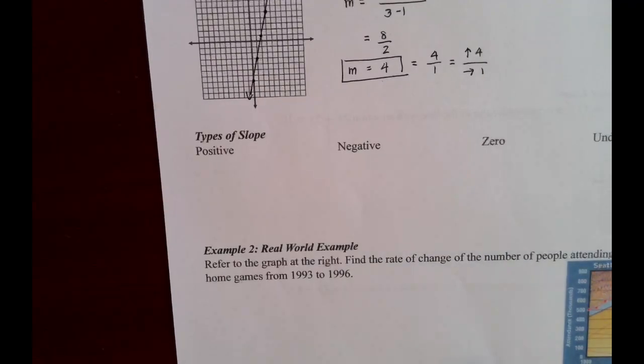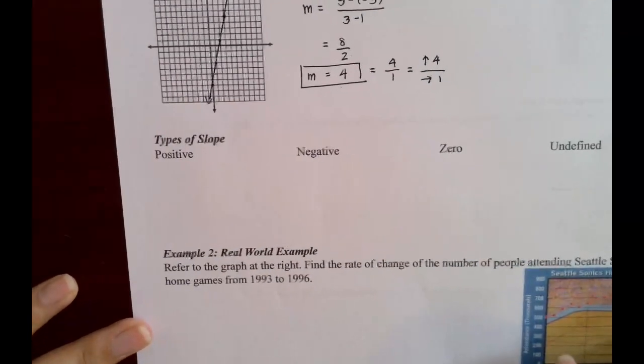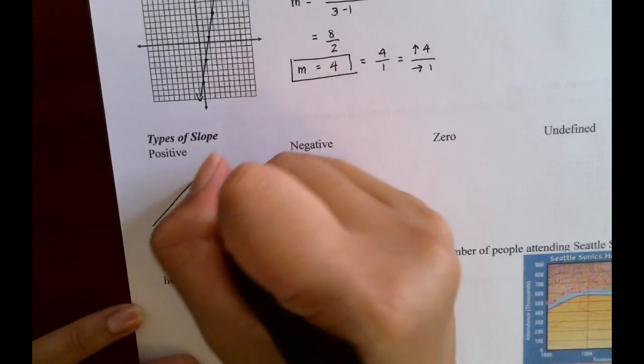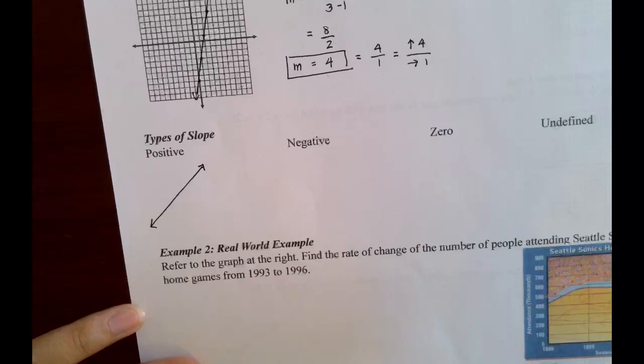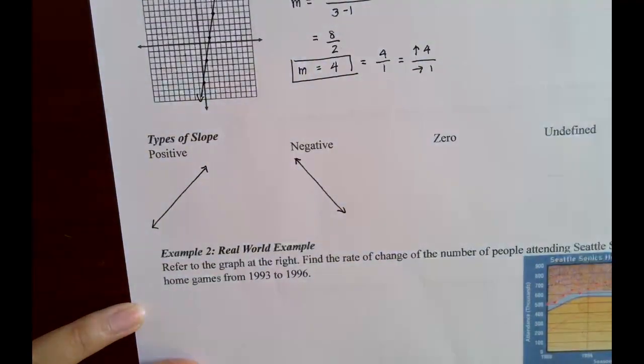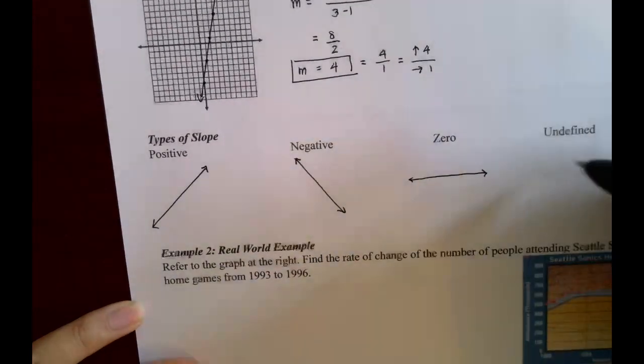Okay, so types of slope. There are several types of slope: positive, negative, zero, and undefined. One way you can check your slope against your graph is this: if you have a positive slope, your line should be going this way. If you have a negative slope, your line should be going down towards your right. If you have a zero slope, your line should be horizontal. And if you have an undefined slope, it should be going this way.